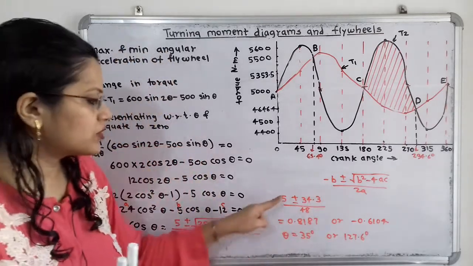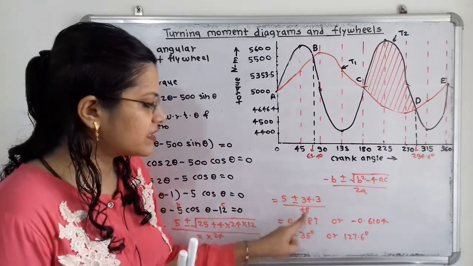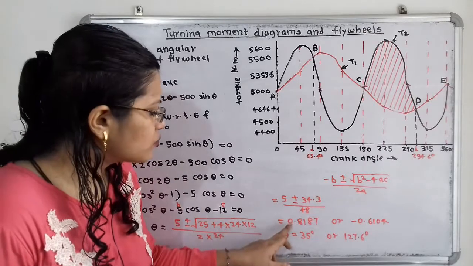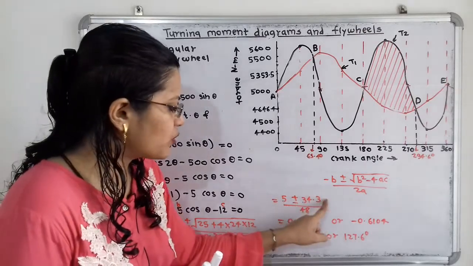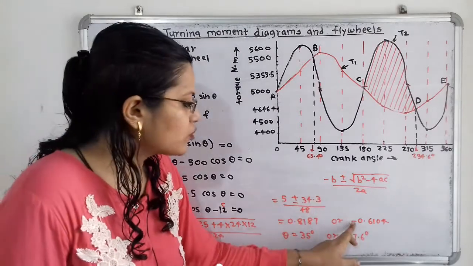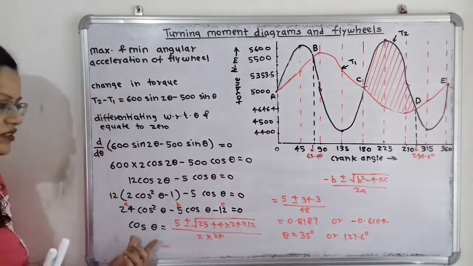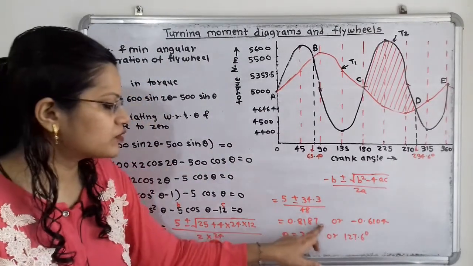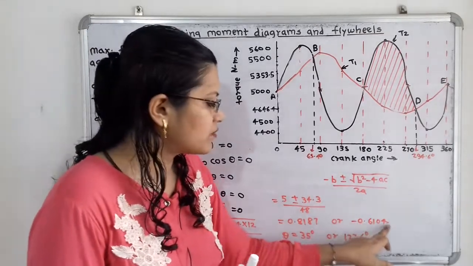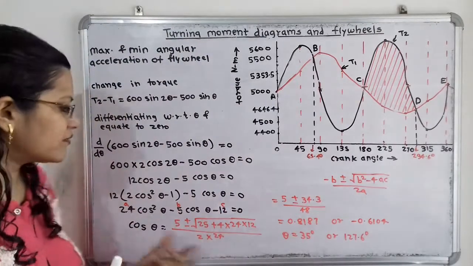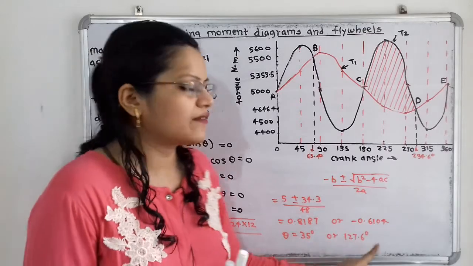So there are two solutions because of plus and minus. The first solution is 5 plus 34.3 divided by 48, which is equal to 0.8187, and the second solution is 5 minus 34.3 divided by 48, which is equal to minus 0.6104. But here the left hand side is cos θ. So θ is equal to cos inverse of 0.8187 and cos inverse of minus 0.6104. When we find it, we get θ equal to 35 degrees, or 127.6 degrees.